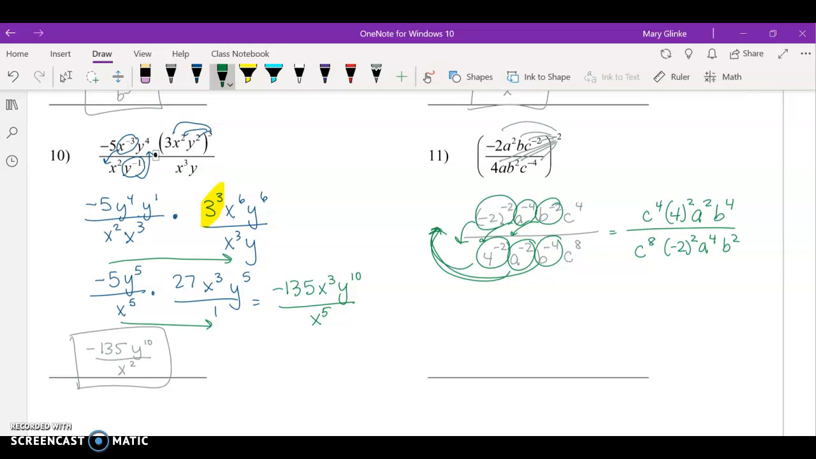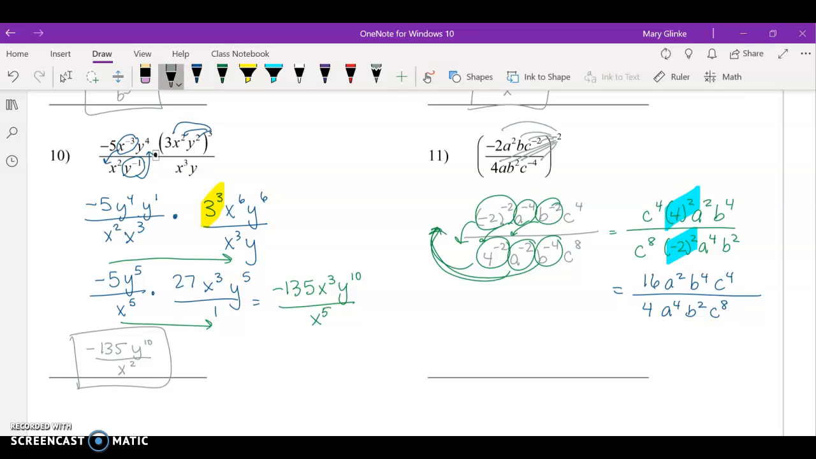Now I have a little bit of cleaning up to do. I'm going to go ahead and simplify my numbers. So 4 squared gives me 16. Negative 2 squared gives me a positive 4. And then I have a squared, b to the fourth, c to the fourth, over a to the fourth, b squared, and c to the eighth.